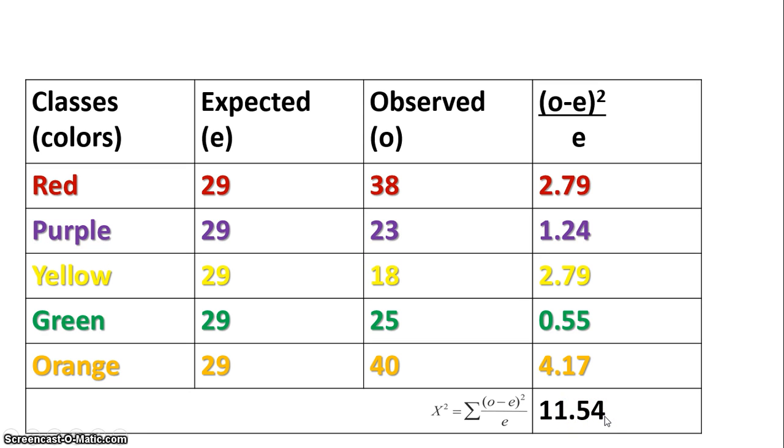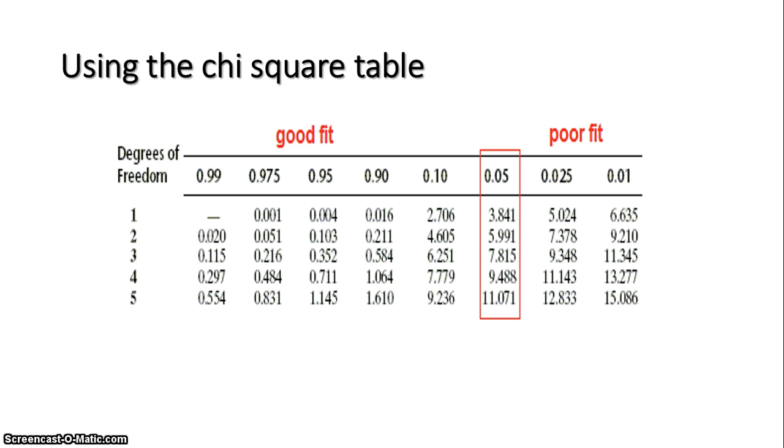Now that I have that, I have to find my p-value. And there really aren't any calculations I have to do with that. I just get to use a table, which is really easy. So here's the chi-square table. And if I look over here, see this degrees of freedom? We had 5 different colors of Skittles. So what you do is you take your number of categories that you have and you subtract 1, and that's your degrees of freedom. So I'm going to have 4 degrees of freedom because I had 5 colors of Skittles.